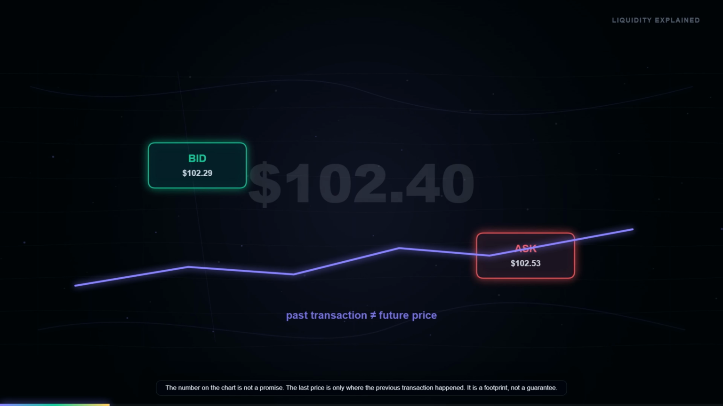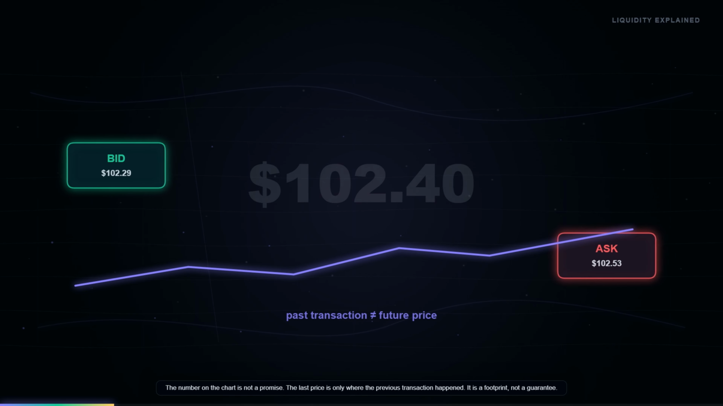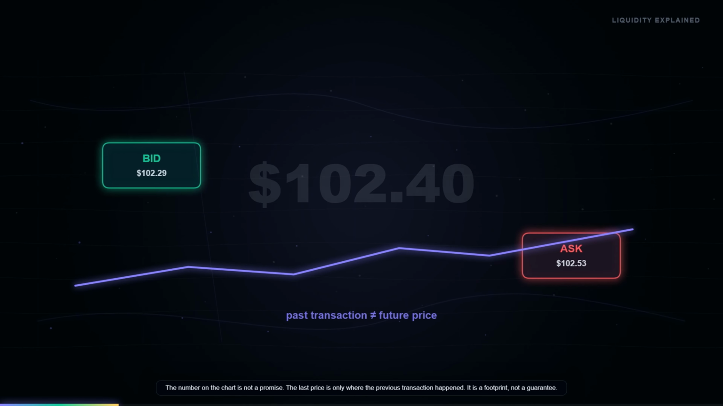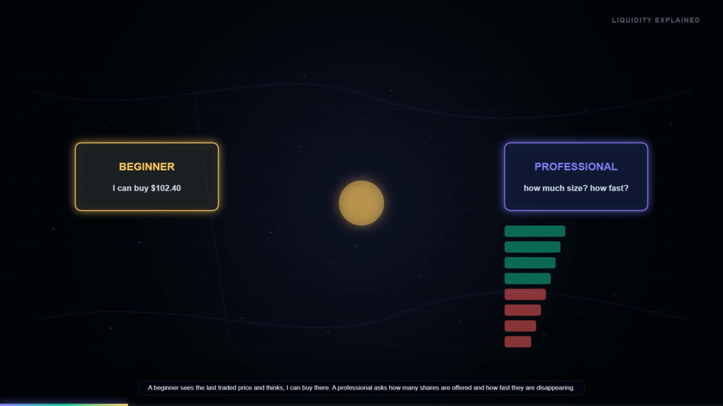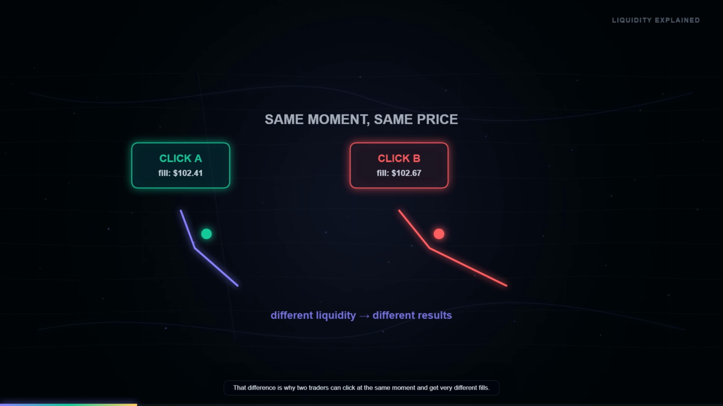The number on the chart is not a promise. The last price is only where the previous transaction happened. It is a footprint, not a guarantee. A beginner sees the last traded price and thinks, I can buy there. A professional asks how many shares are offered and how fast they are disappearing. That difference is why two traders can click at the same moment and get very different fills.